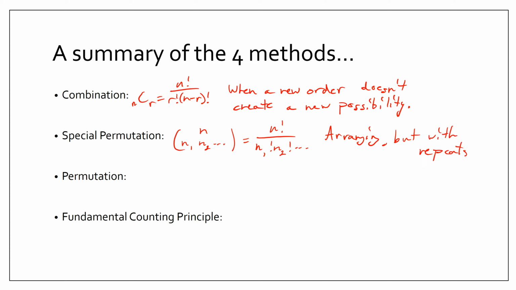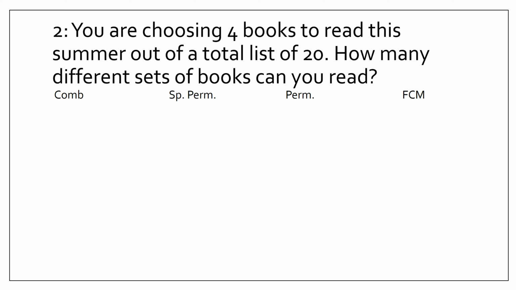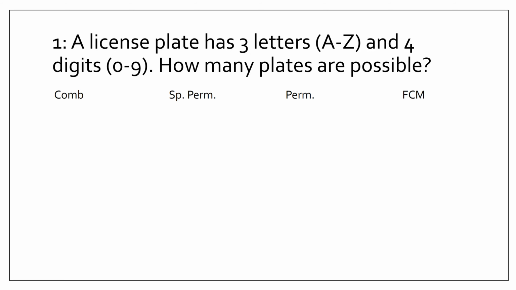Now, for the last two, because these are two pretty specific things, right? A new order doesn't create a new possibility, and arranging with repeats. Everything else is either a permutation or a fundamental counting principle. And I know permutation had that fancy formula, but basically what it comes down to is slots, and you're just multiplying everything together. So if it's not one of these first two possibilities, you can pretty much just do it with slots, and I'll show you what that means. So, summary done. Let's move into actually looking at problems. I have 4 problems. There's going to be one of each, and I'm going to try to talk to you about how to choose which method.